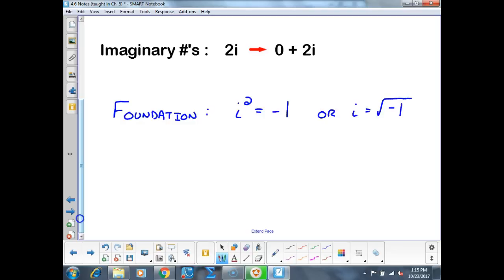Sometimes you might see that bedrock foundation core principle be written as i is equal to the square root of negative 1.